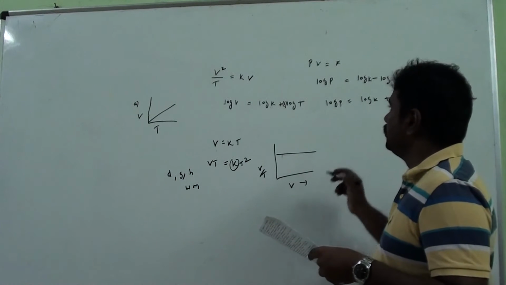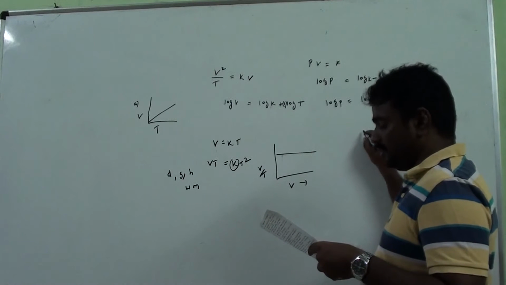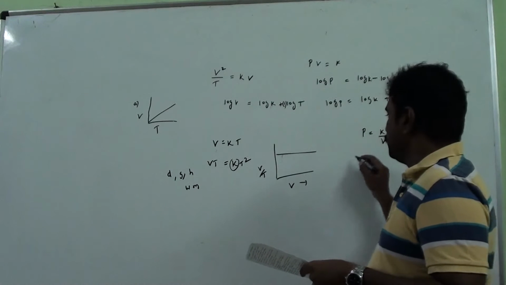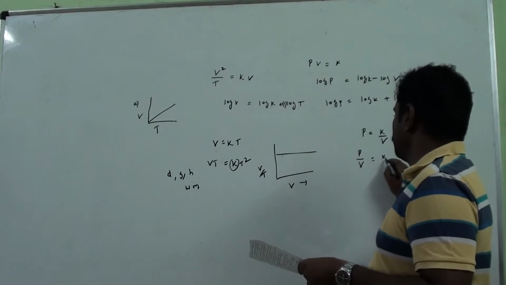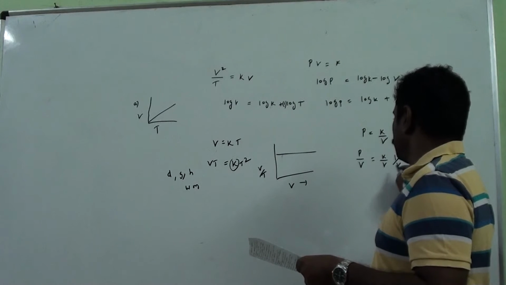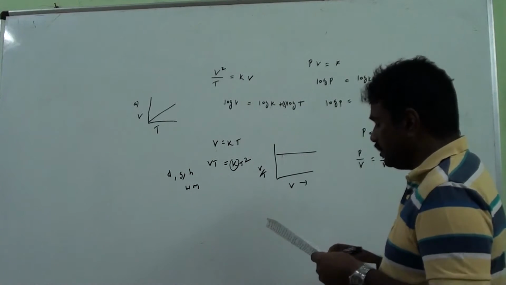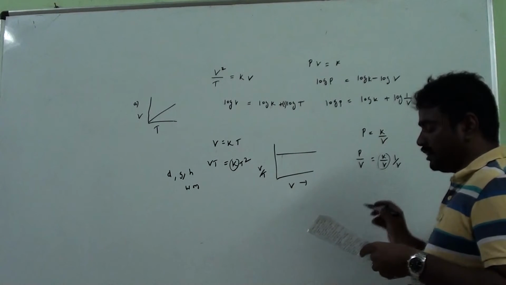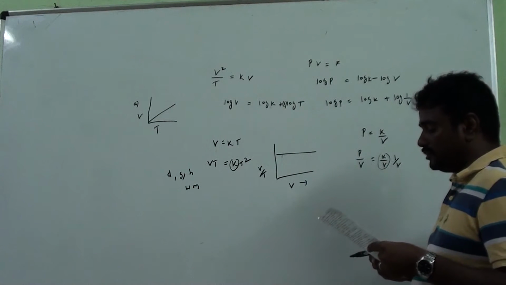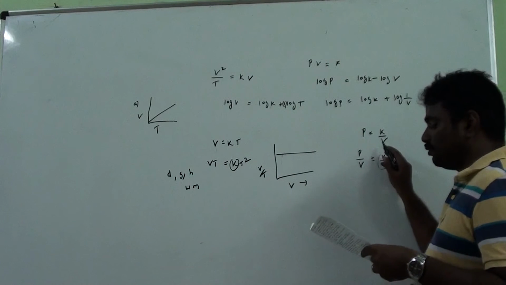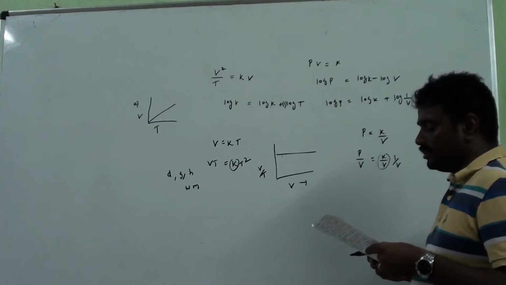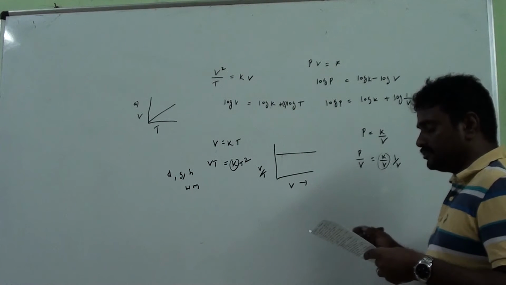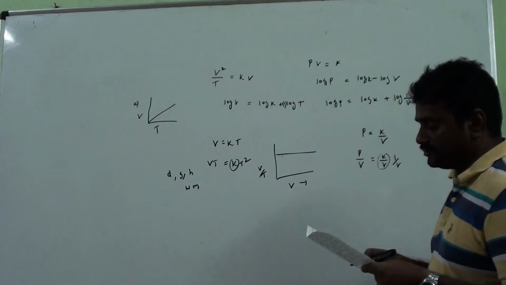E. P by V. P equals K by V. This is Boyle's law. P by V will be K by V square, or K by V into 1 by V. So P by V versus 1 by V, the slope will be K by V. And the slope is pressure. So at high pressure, P by V is high and the slope is also high. It's true. E is correct.